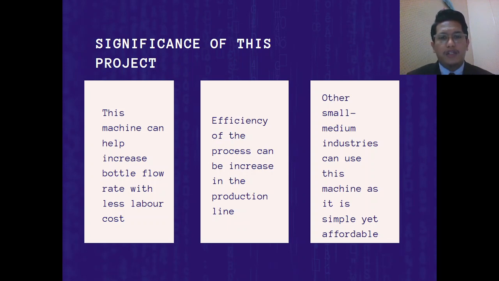because the feeding process is the early stage of the production line, and when the first stage is already at high speed, the next process can gain the same benefits. And because this machine is simple and yet affordable, other small and medium industries can also use this machine for their business. This can help a lot of people.